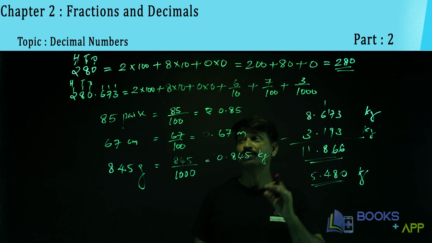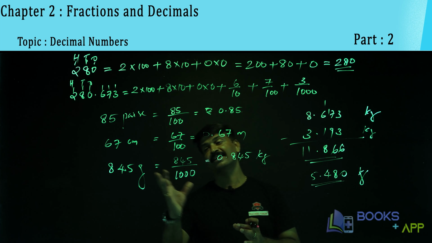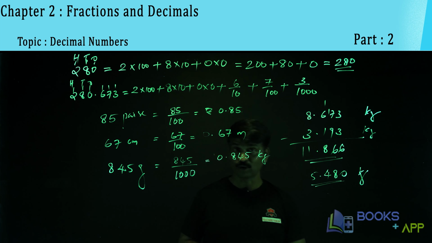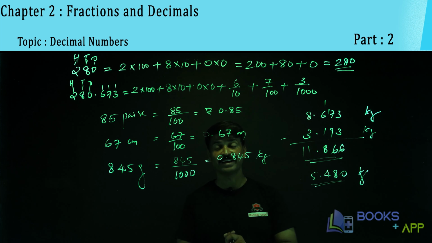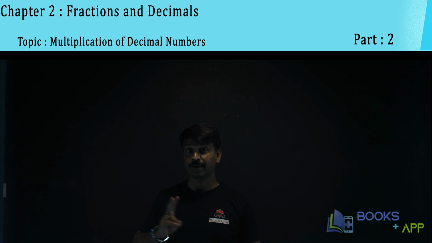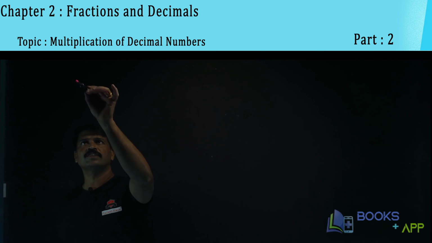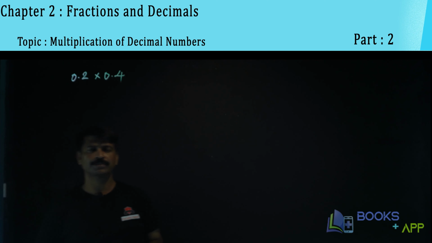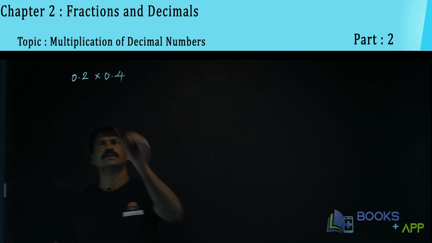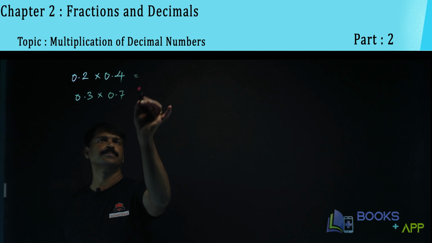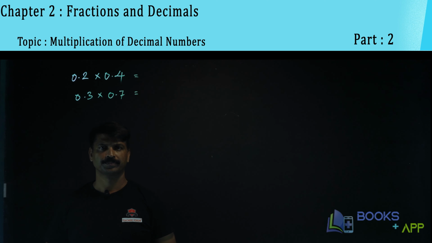Now we will see how to multiply two decimal numbers, or how to multiply a decimal number by 10, 100, 1000, how to divide a decimal number by 10, 100, 1000, etc. Now let us see how to multiply given two decimal numbers. For example, 0.2 into 0.4. Do you know what is the answer? What is 0.3 into 0.7? Let us see. What is 0.2 into 0.4?